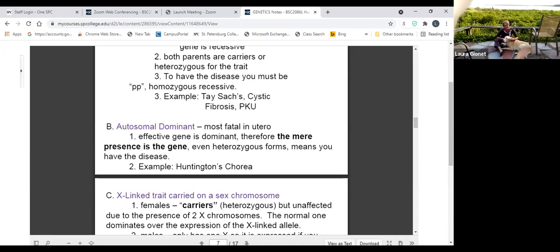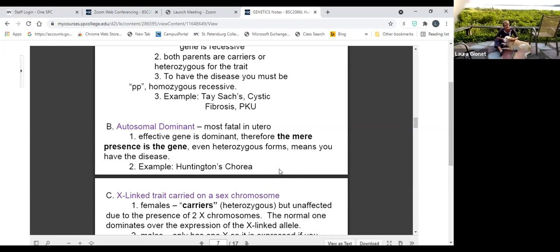That's the only way you get Tay-Sachs disease. Now, in contrast, we can look at autosomal dominance. These are generally the worse types of disorders that you can get. Frequently, you don't live long lifetimes, although some of these are managed a little more effectively now. The effective gene is dominant. Therefore, the mere presence of that gene is going to cause it, so we're going to use a capital letter to identify. In this case, our example is Huntington's chorea.